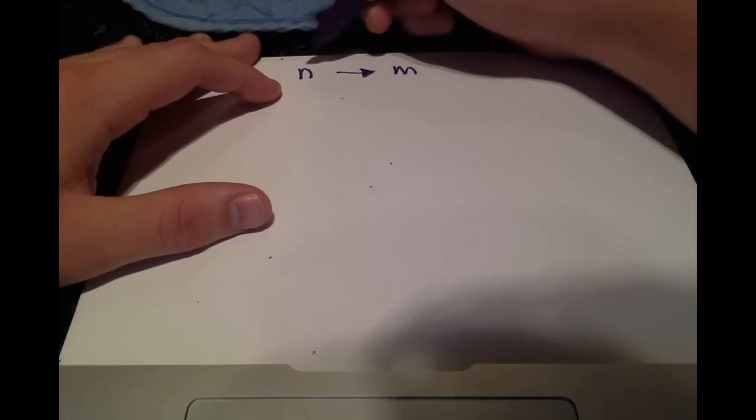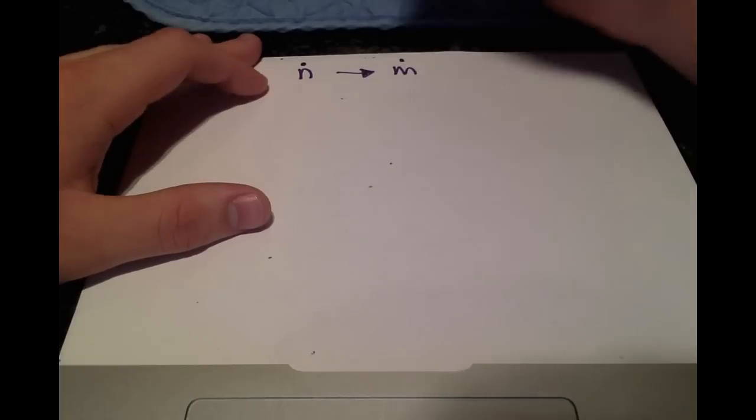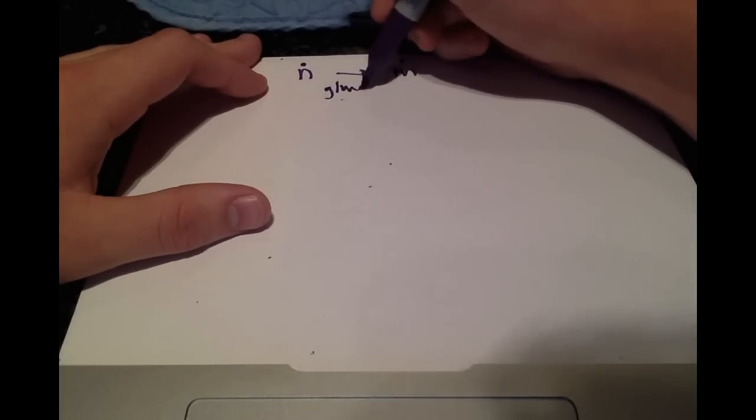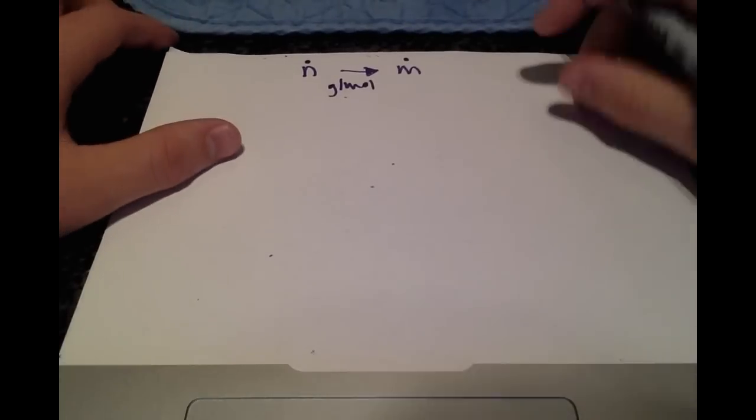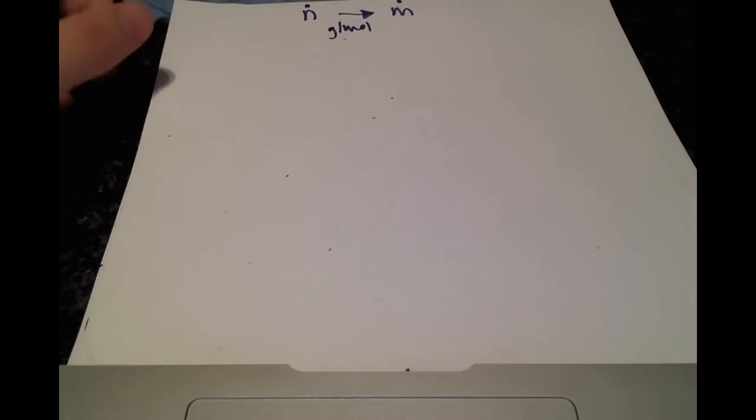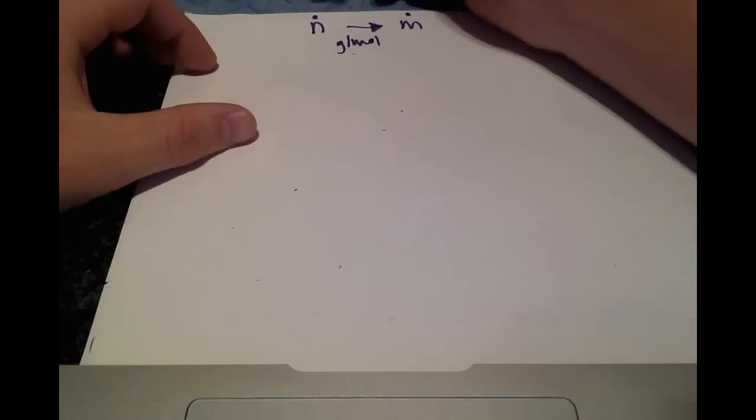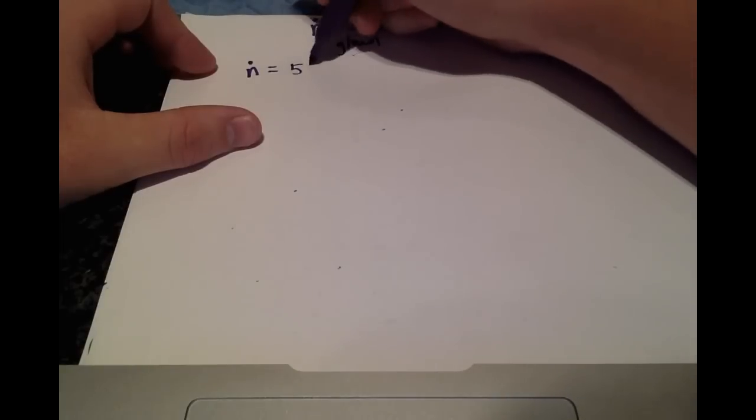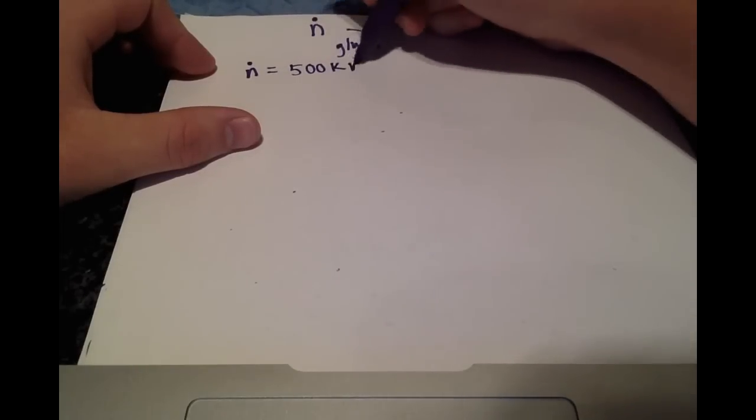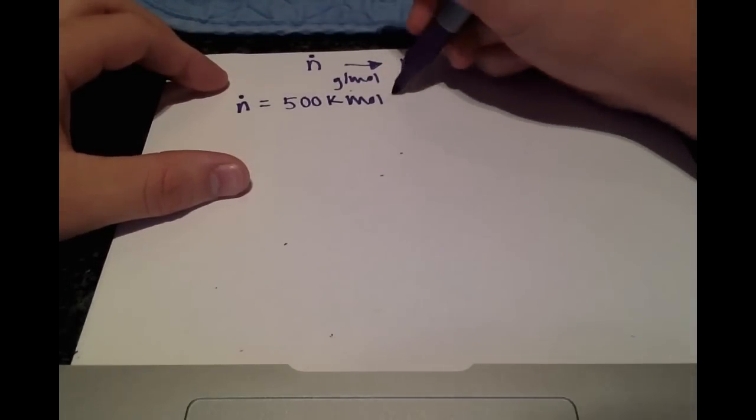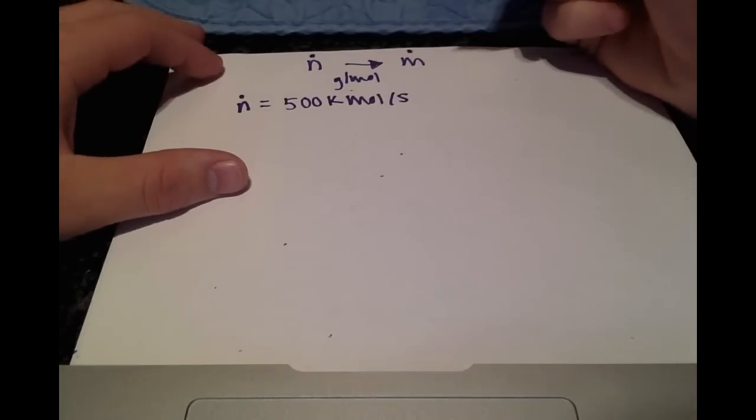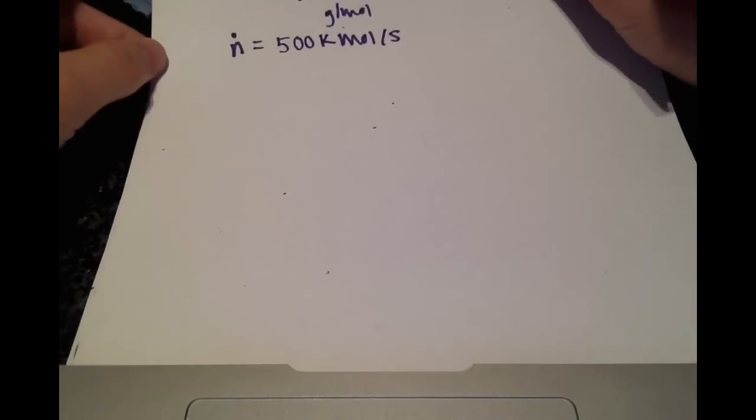Okay, so just as we go from moles to mass, we can go from molar flow rate to mass flow rate with the conversion grams per mole. So it's a good thing they provided those molar mass values. So let's write out what we know. The molar flow rate is 500 kilomoles per second, and we're given the percentages of the components.